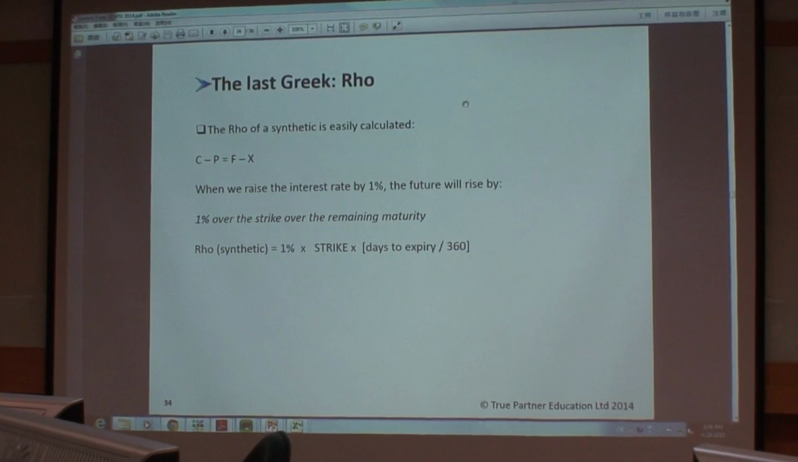So the future itself is the stock price plus the interest. And that interest I calculate as the strike price multiplied by the interest rate multiplied by the maturity. So I can calculate how much that future changes for a 1% change in interest. Namely, 1% times the strike times the number of days to expiry, as in years.